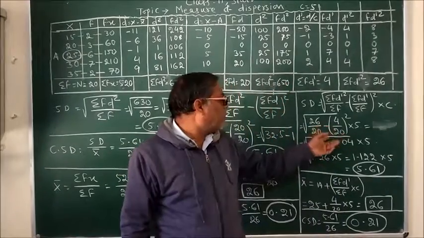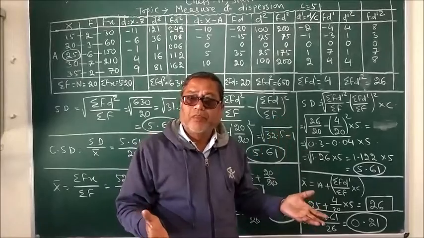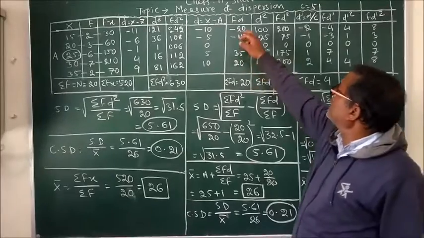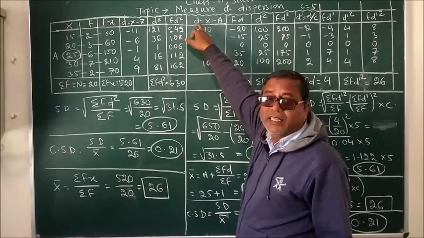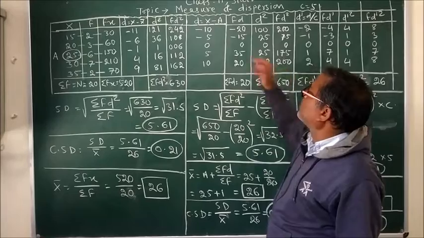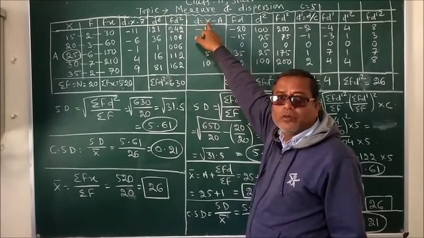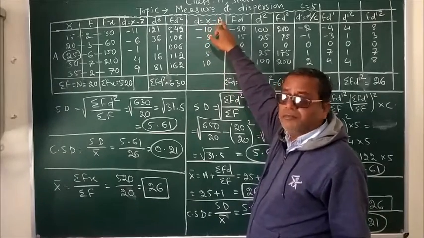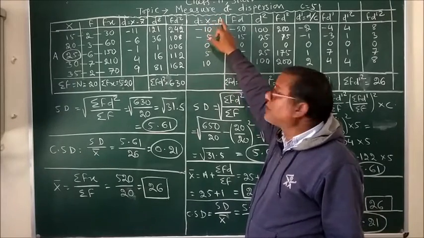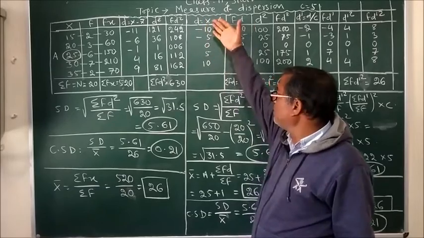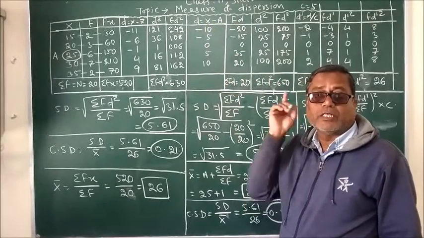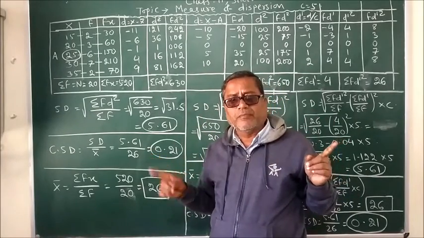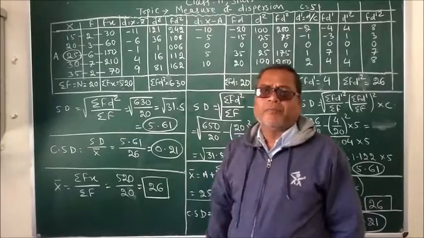In fact, in all the cases we have to take the actual mean, but only in shortcut and step deviation method, while we are finding d, we have to deduct the value. We have to minus the actual mean from the value, and we cannot ignore signs. Always remember, in case of standard deviation or coefficient of standard deviation, we always take care of the signs.